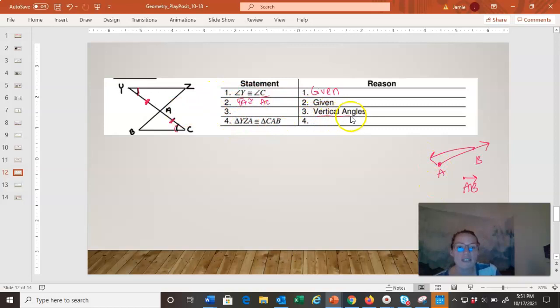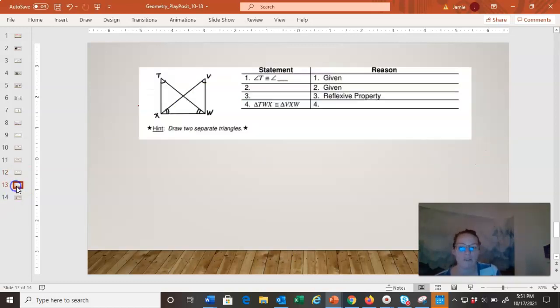Vertical angles is our reason. Here they are. So we'll say angle ZAY is congruent to angle CAB. And lastly, which congruence postulate shows that? Well, we have an angle marked, a side marked, and an angle marked. The ASA.